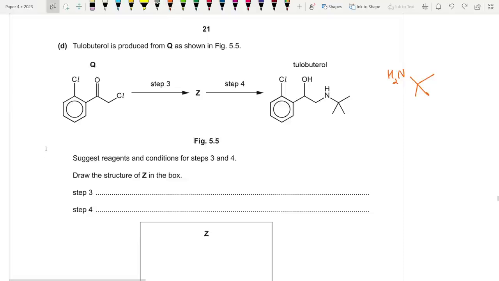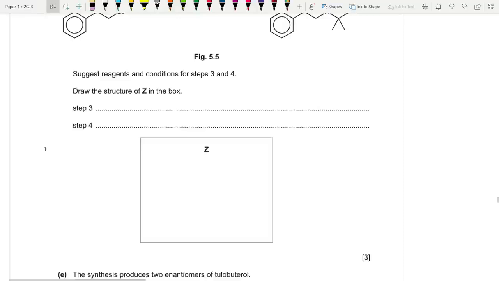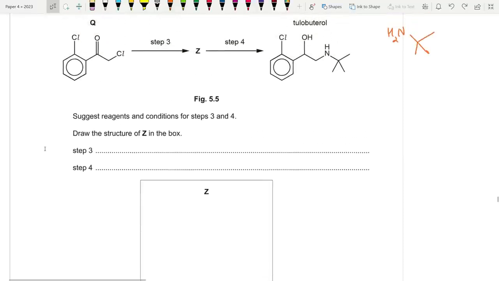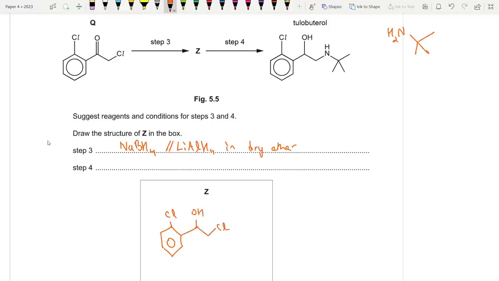So let's begin. Draw the structure of Z in the box. So you have two options. For example, if I write step 3 as reduction, using NaBH4 or LiAlH4 in dry ether to reduce the ketone, then I have to draw the compound as this.